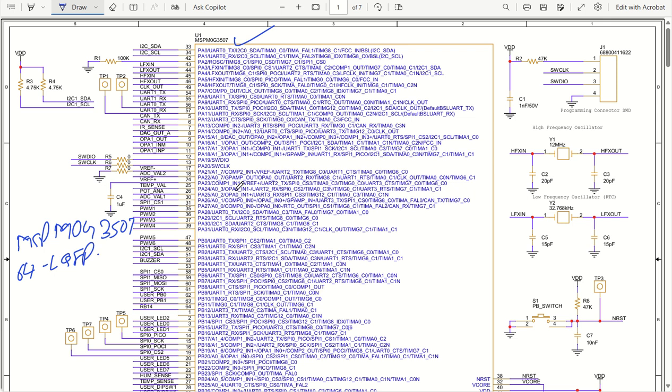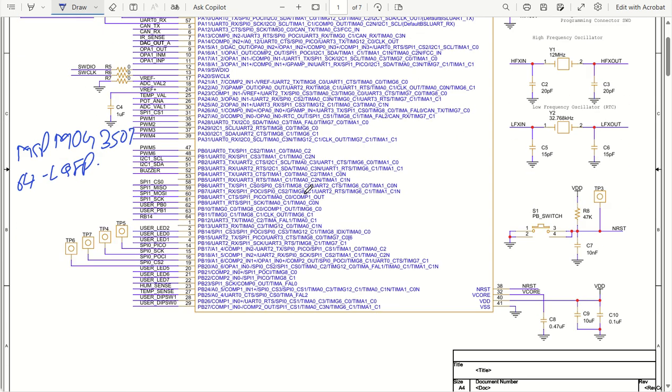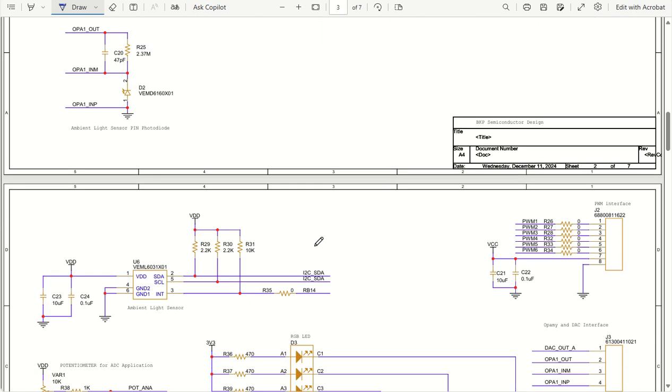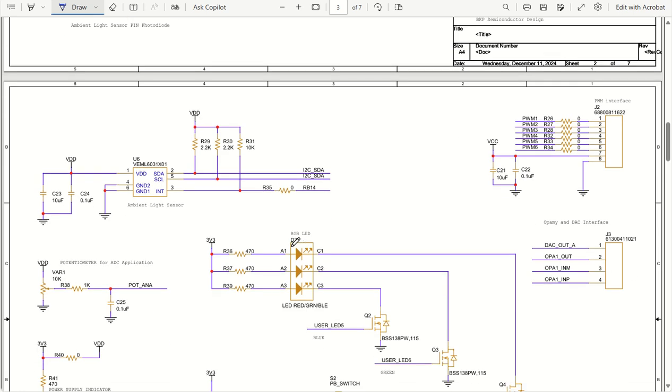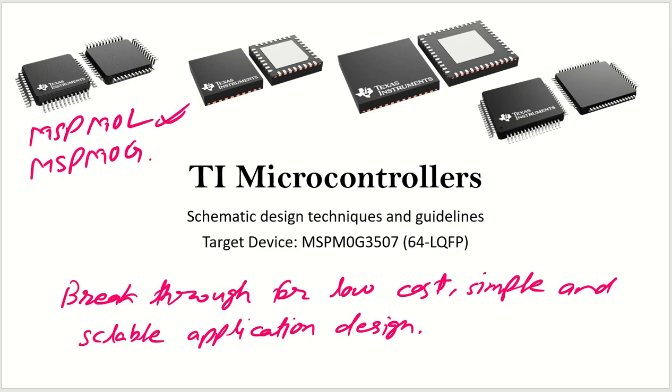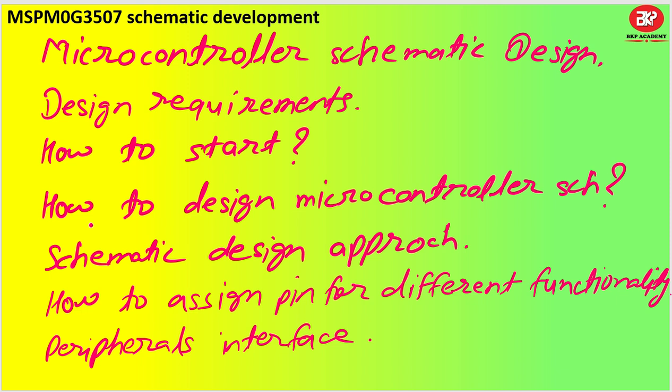Before starting the complete schematic that we have designed for several applications, one by one, we will try to understand what the things are that we need to take care of, or look into, before designing the circuit. First of all, we have to understand how we are going to design the microcontroller schematic.